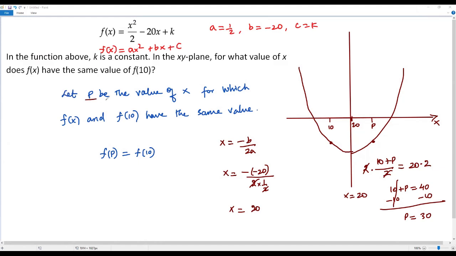Actually, we assumed p as the value of x for which the function f of x and f of 10 have the same value. Since we got the value of p as 30, this 30 is the value of x for which f of x and f of 10 have the same value. So the answer for this question is 30.